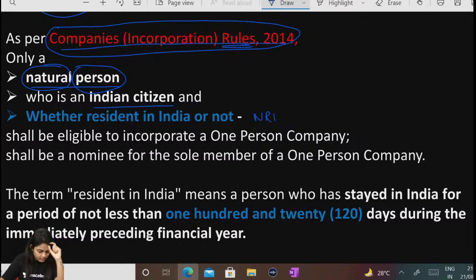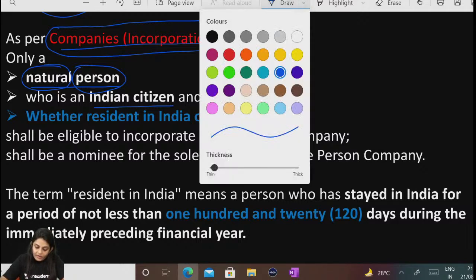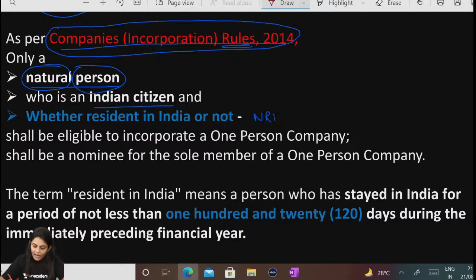No, a company cannot. It can start a private or a public company, but it cannot start an OPC. One company cannot start another OPC, right? So I repeat again, please make the changes in your notes. Earlier it was resident of India, but now it is whether resident in India or not. Please make that change, so that means now even an NRI can form an OPC in India.